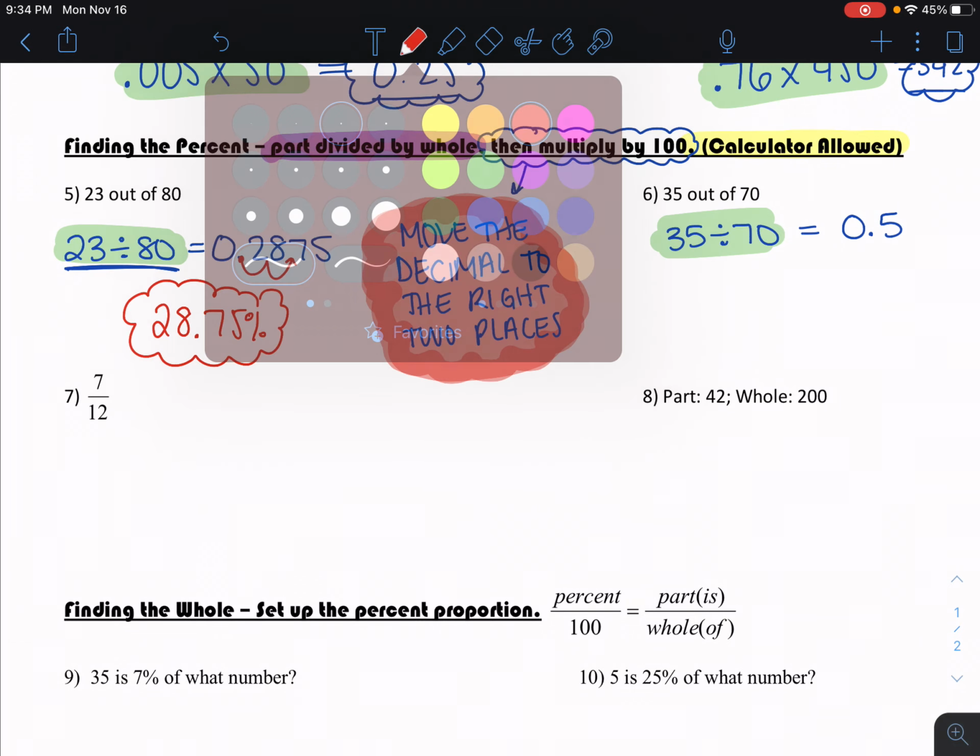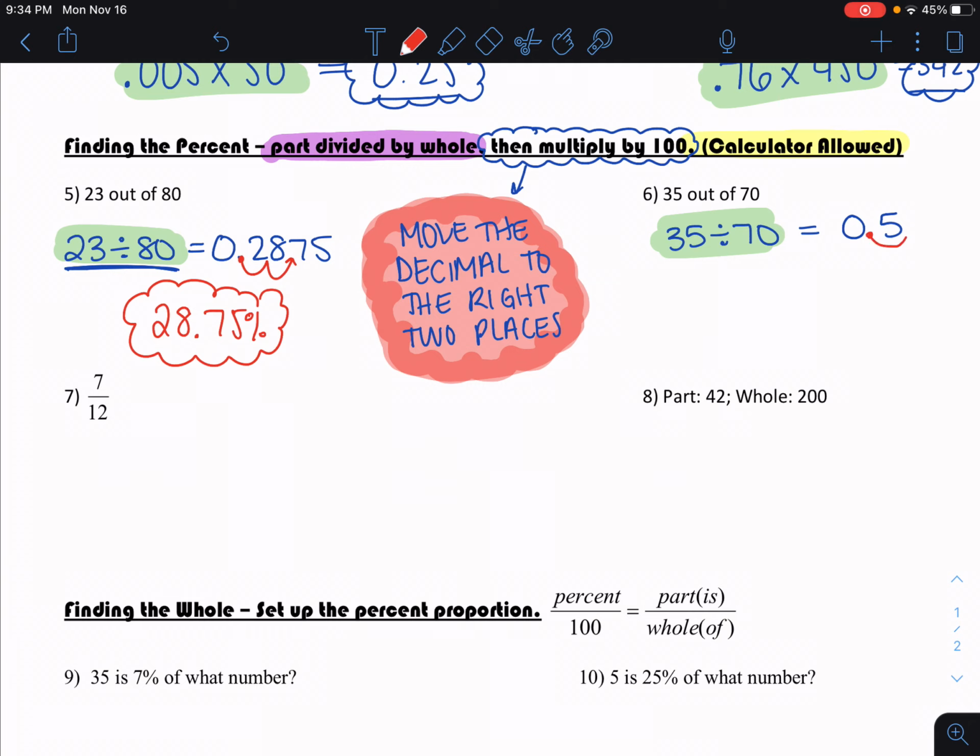And then I'm going to move my decimal 2 places to the right. So here's my decimal, 1, 2. In my empty space, I'm going to put a 0. So this is 50%.